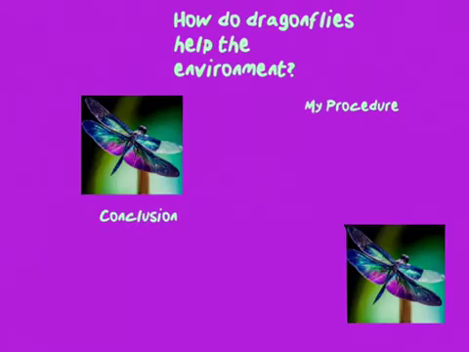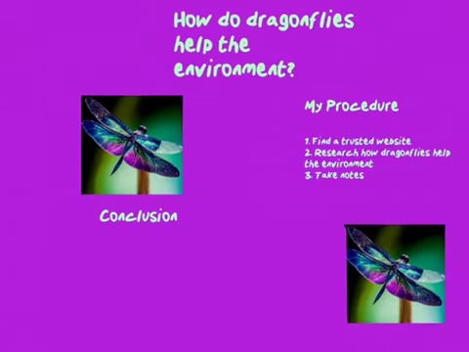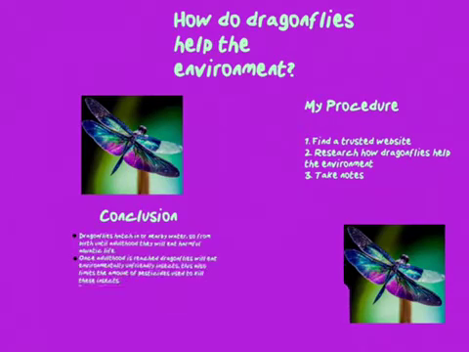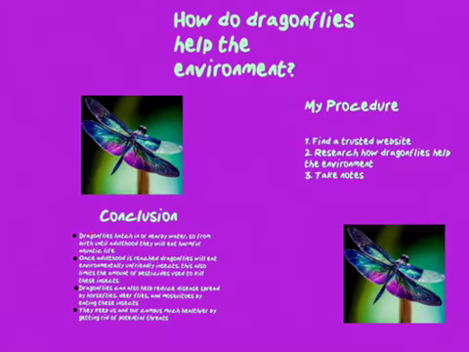How do dragonflies help the environment? My procedure: find a trusted website, research how dragonflies help the environment, and take notes. Conclusion. Dragonflies hatch in or nearby water, so from birth until adulthood, they will eat harmful aquatic life.